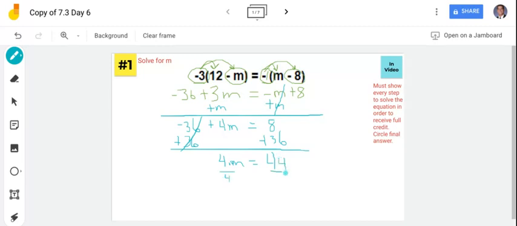Fifth and final step, solve for m. I divide both sides by the coefficient of m, or the number in front of it, which is 4. Those 4 simplify to 1 times m, which is m. And so m equals 44 divided by 4, which is 11. So m equals 11.